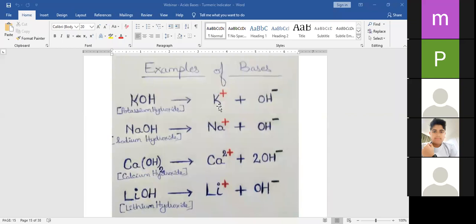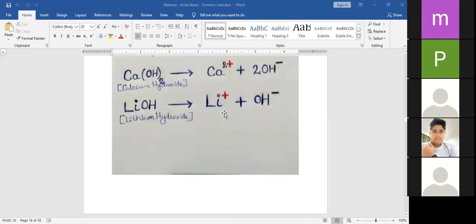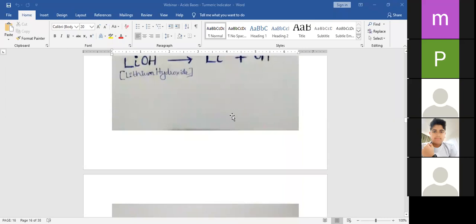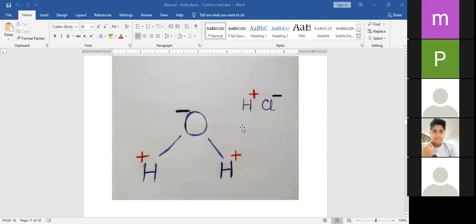Now polar means that it has charges. What do I mean when I say polar? Charges, the plus and minus. So one common principle that we know is that opposite charges attract each other. Now what happens? Let's take one example. What happens when you try to dissolve HCl, hydrochloric acid, in water?